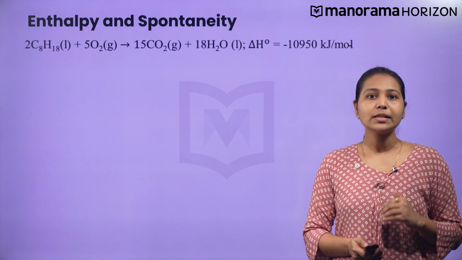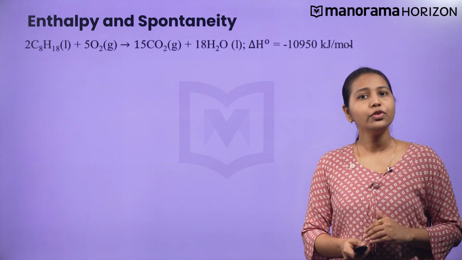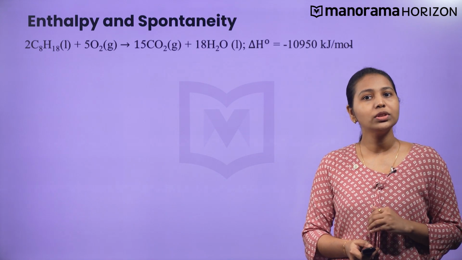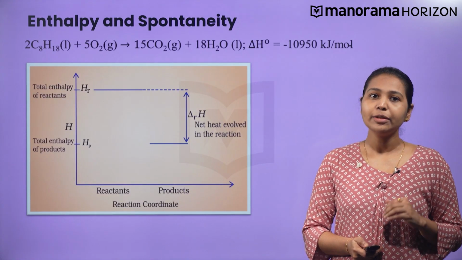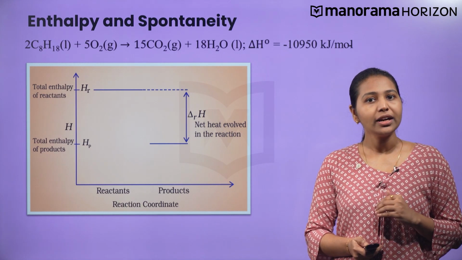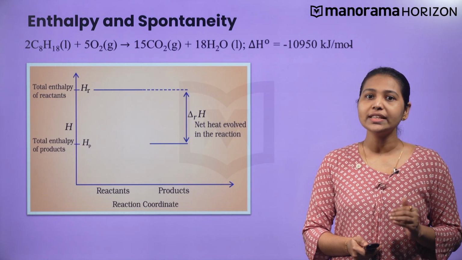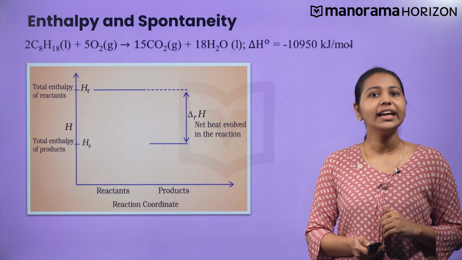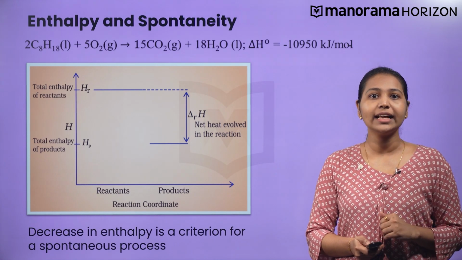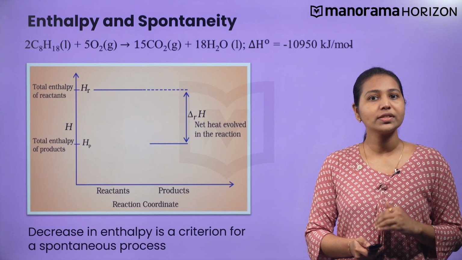Now let us consider some spontaneous chemical reactions. For example, the burning of octane in presence of oxygen. This is an exothermic process. Hence, the enthalpy of products would be less than that of reactants. Therefore, we may conclude that the reaction is spontaneous because it is accompanied by a decrease in enthalpy. Or in other words, you can say that a decrease in enthalpy is a criterion for a process to be spontaneous.